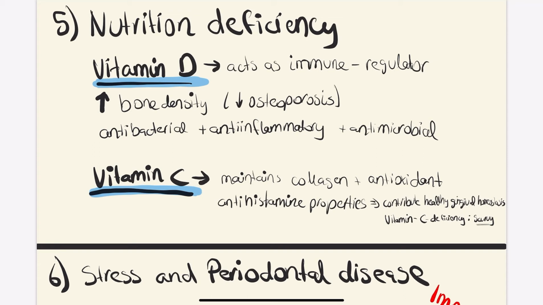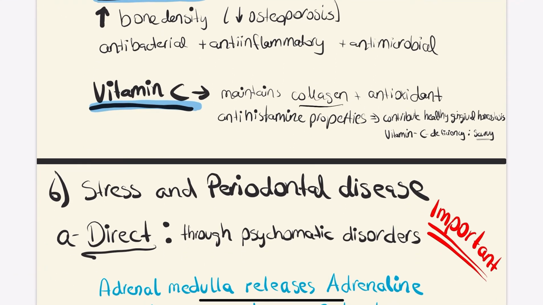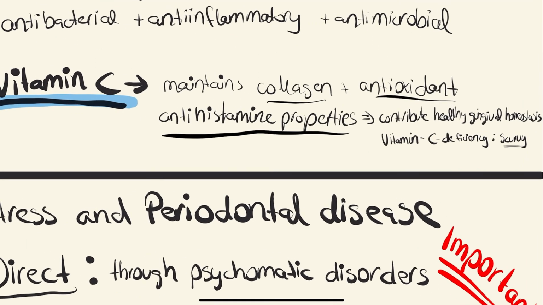Vitamin D acts as an immune regulator. It increases the bone density. That means we have a decreased osteoporosis. Also, it is antibacterial, anti-inflammatory, antimicrobial. Vitamin C maintains collagen, is antioxidant, and it has antihistamine properties, which contributes to healthy gingival homeostasis.